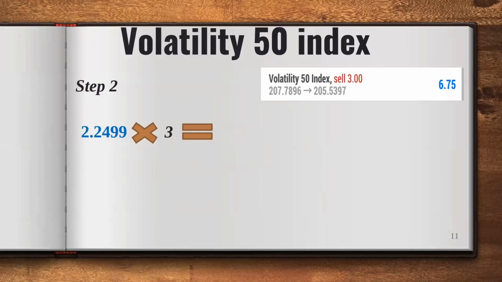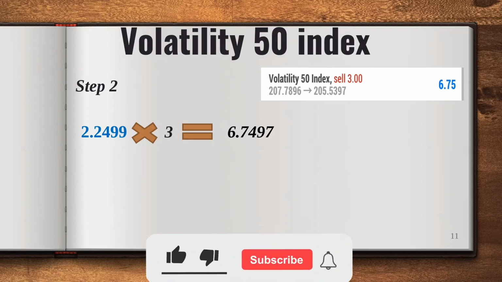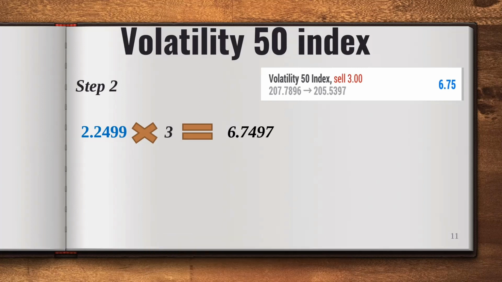If you do that, you will get 2.2499 times 3, and the answer will be 6.7497. Rounding off that value, our reward comes to be $6.75, exactly as per the trade on the screen. One may ask, what if I use a lot size of 9.82 and not the minimum lot size of 3.00? If you want to know the answers to those questions, you have to watch this video till the end.